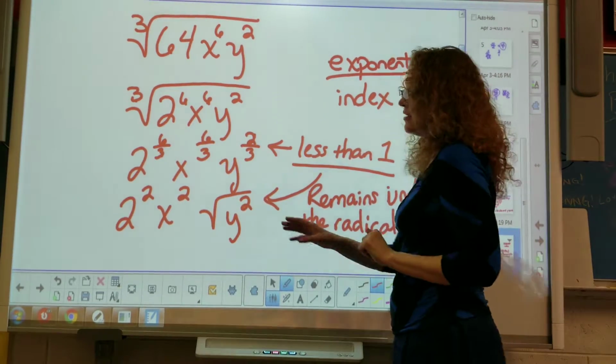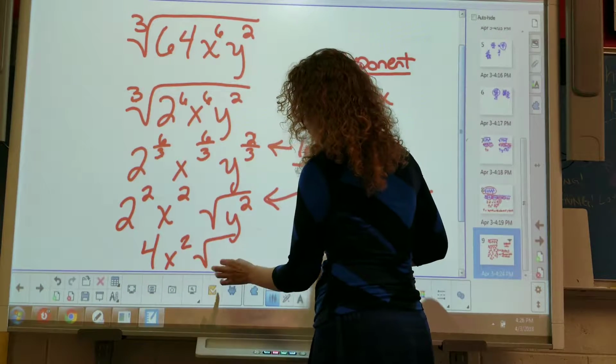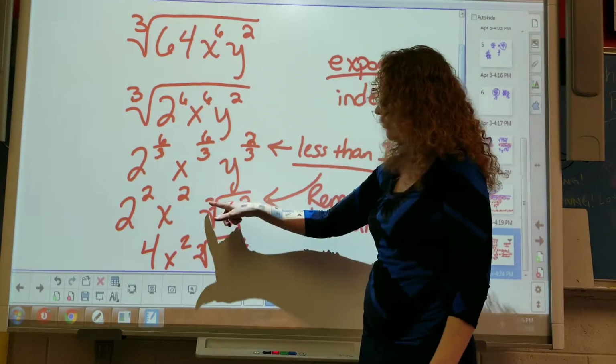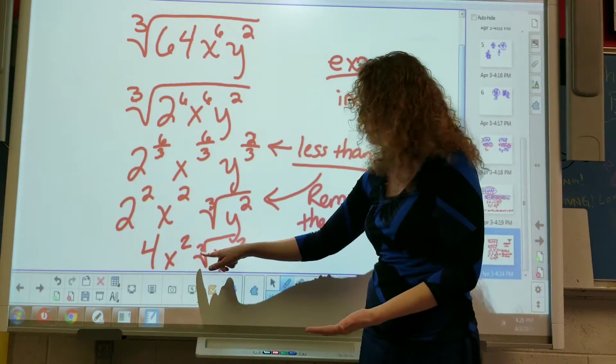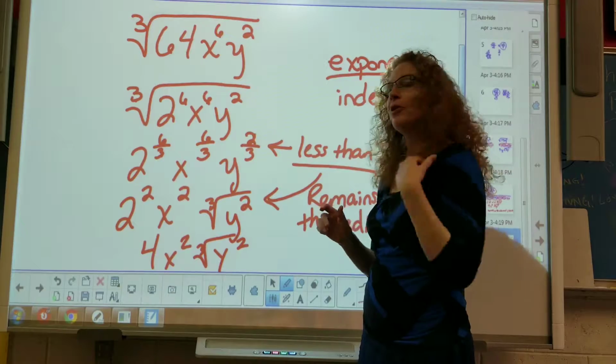Okay? 2 squared, again, we simplify that to a 4x squared, square root, or cube root, sorry, I forgot my cube. Cube root of y squared. Exponent over index, exponent over index. And again, you see how I forget my indexes as well, just as much as you guys would. So I'm going to look at another one.